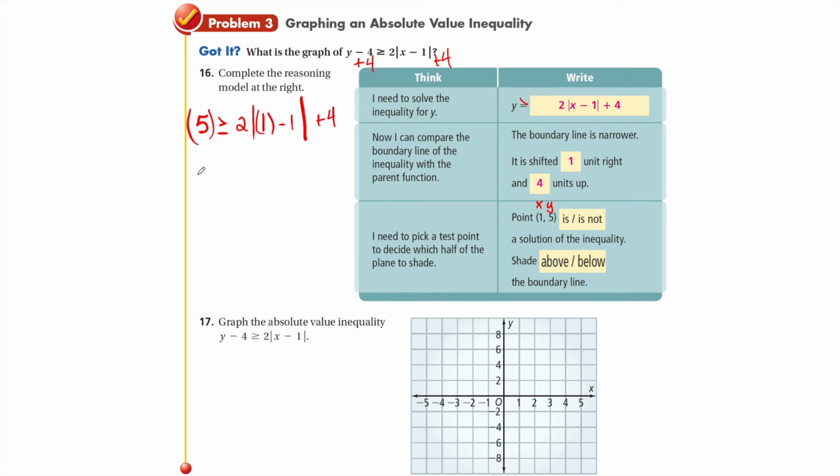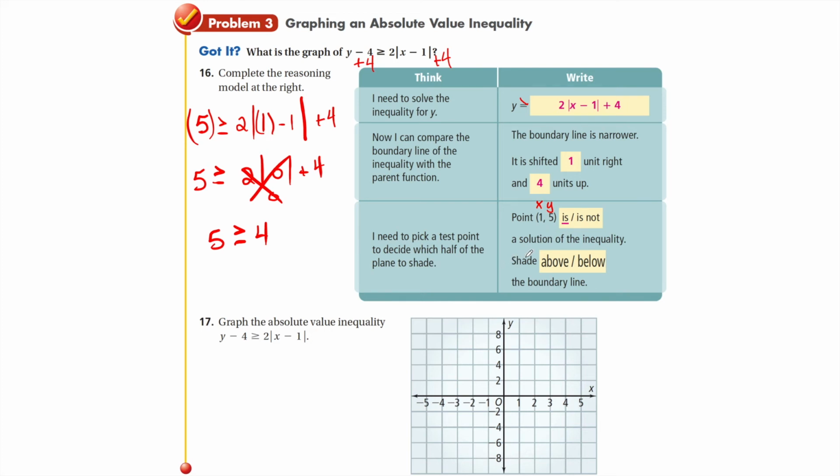And if we were to simplify this down, we get 5 is greater than or equal to 2 times the absolute value of 0, plus 4. Absolute value of 0 is 0. 2 times 0 gets canceled out, and therefore we get 5 is greater than or equal to 4. Well, 5 is in fact greater than or equal to 4, and therefore this is going to be considered a solution of the inequality.